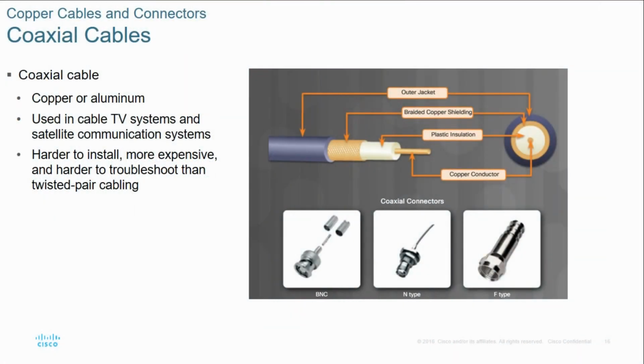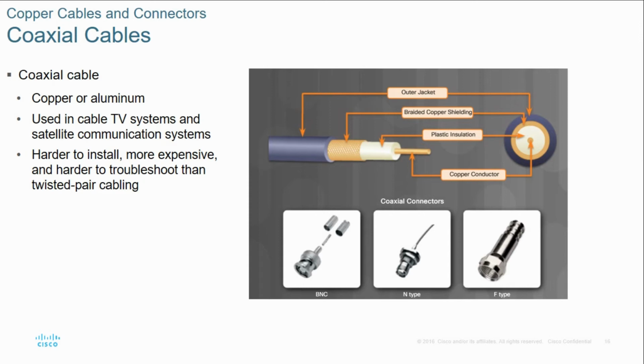Coaxial cable is made up of either copper or aluminum. It is typically used by both cable television companies and satellite communication systems. Coaxial cable is enclosed in a sheath or jacket and can be terminated with a variety of connectors. This cable carries data in the form of electrical signals.